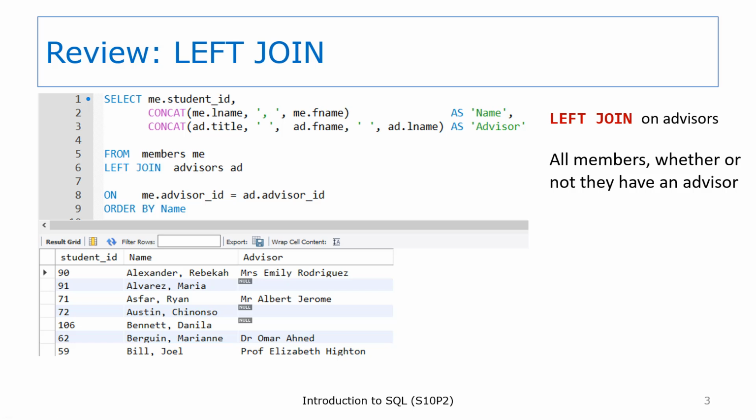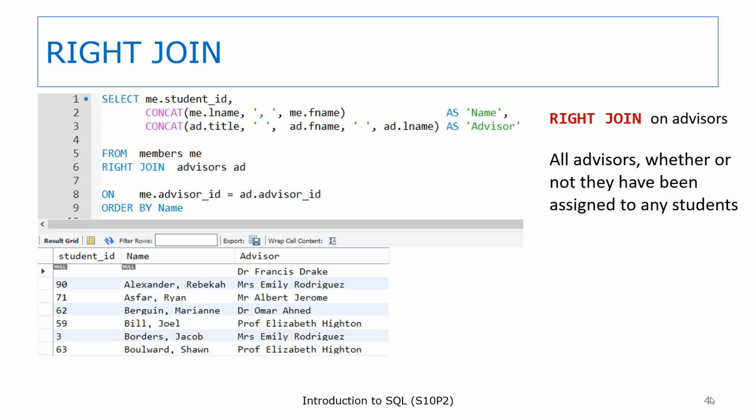Now let's change the join from the default inner join to a left join. The only thing that is different on this slide compared with the previous slide is that I've added the keyword left on line 6, so I now have a left join. When you use a left join, you get all of the rows from the left table, in this case the members table, whether or not they have a corresponding row in the right table. In this example, the right table is the advisors table. So the end result is we see all of the students, whether or not they have an advisor.